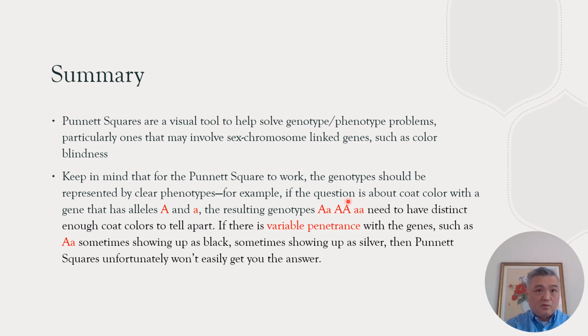If you have, say, variable penetrance, where the same genotype could show up differently in different individuals, for example, big A, little a showing up as black in one individual and silver in another, then the Punnett square approach unfortunately won't get you the answer you want.